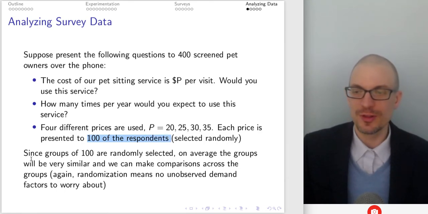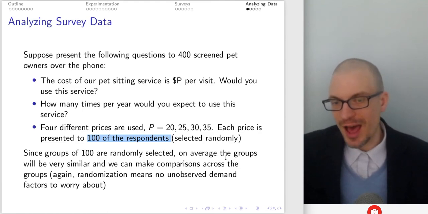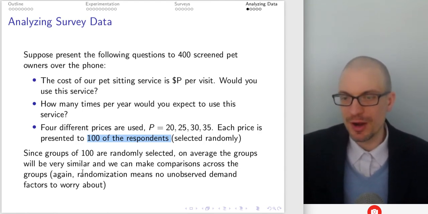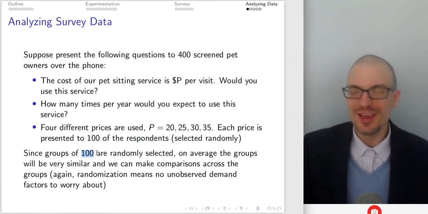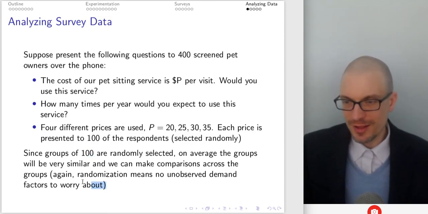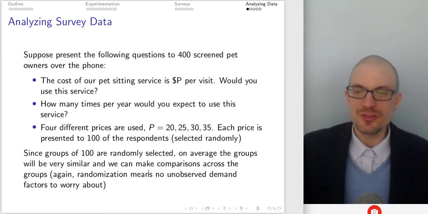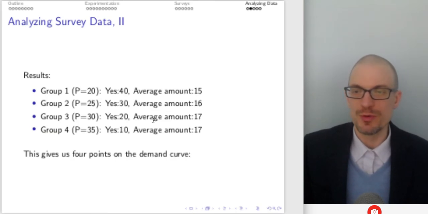Now, since they've been randomly selected, on average, the groups should be similar. We can make comparisons across those groups. 100's sort of like the threshold for how large we'd want it to be. Probably, if you could do it, you'd want it bigger, but okay, fine. The randomization allows us, though, to be plausibly convinced that the unobserved demand factors just won't be relevant.